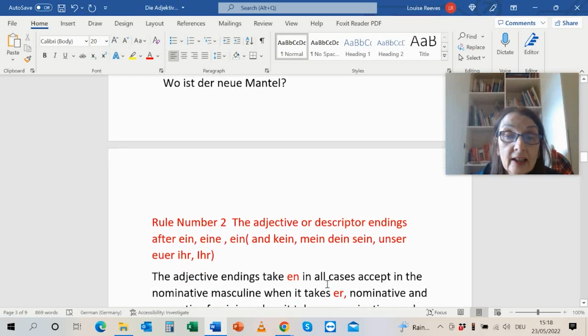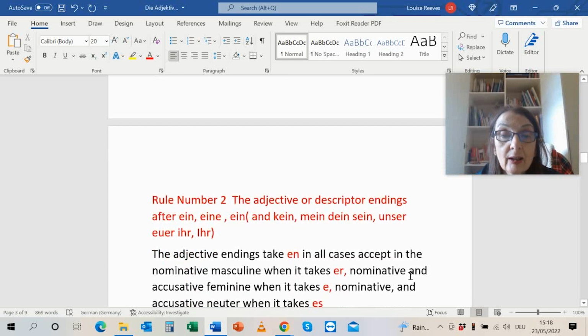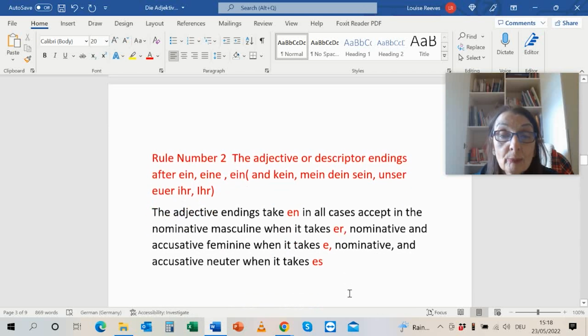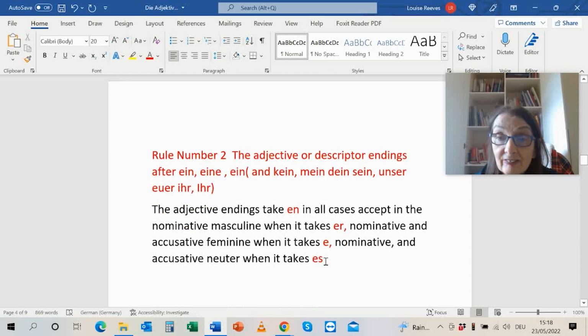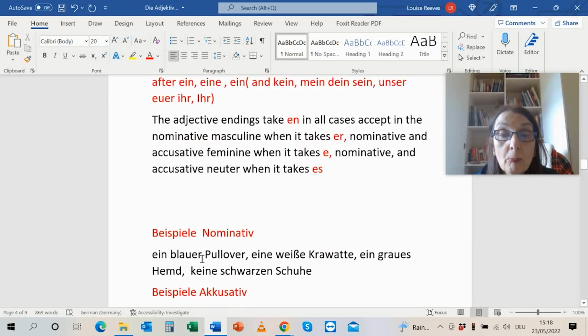Now the same thing again. The adjective endings take en in all cases, except in the nominative singular masculine when it takes er, nominative and accusative feminine when it takes e, and nominative and accusative neuter when it takes es. For example here, ein blauer Pullover. Now notice the er here. I often say to my pupils, look, it's just robbing the er from the definite article. So ein blauer Pullover, eine weiße Krawatte. There you have your e. And then you have ein graues Hemd.